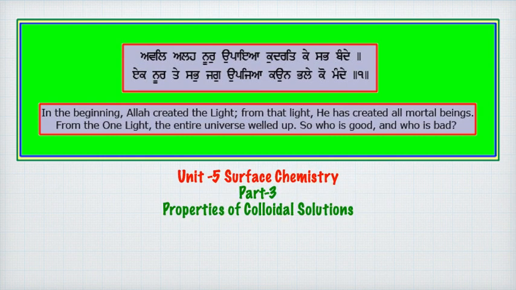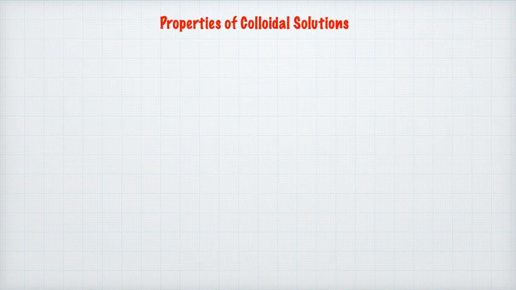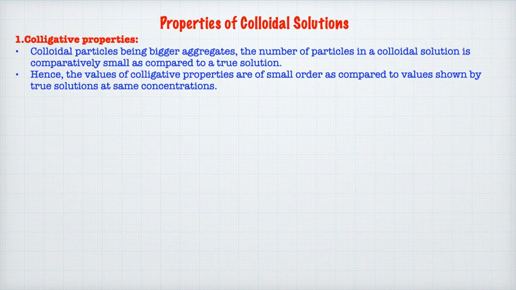Unit 5 Part 3: Properties of Colloidal Solutions. The first property is the colligative properties of colloidal solution. The colloidal particle being bigger aggregates, the number of particles in a colloidal solution is comparatively small as compared to a true solution, so the values of colligative properties are of small order as compared to values shown by the true solution at the same concentrations.